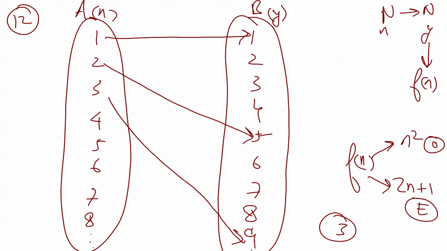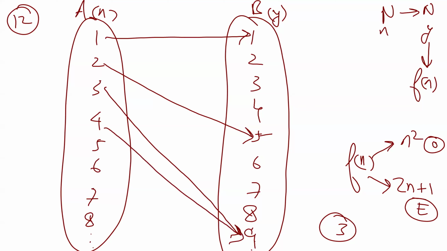When n is 3, it will be mapped to 9. When n is 4, it will be mapped to 9. So this many examples are enough for us to proceed ahead. I just made an error. For 2, I used 9. That was not the case. 2 should be mapped to 5.